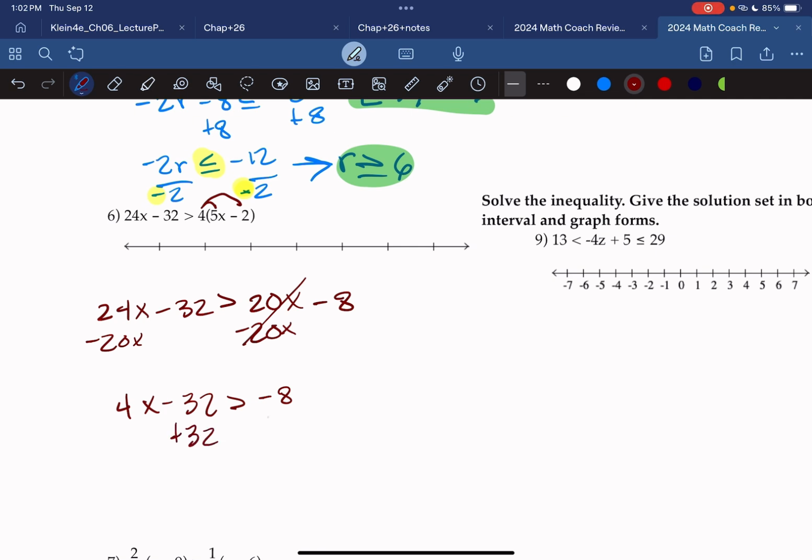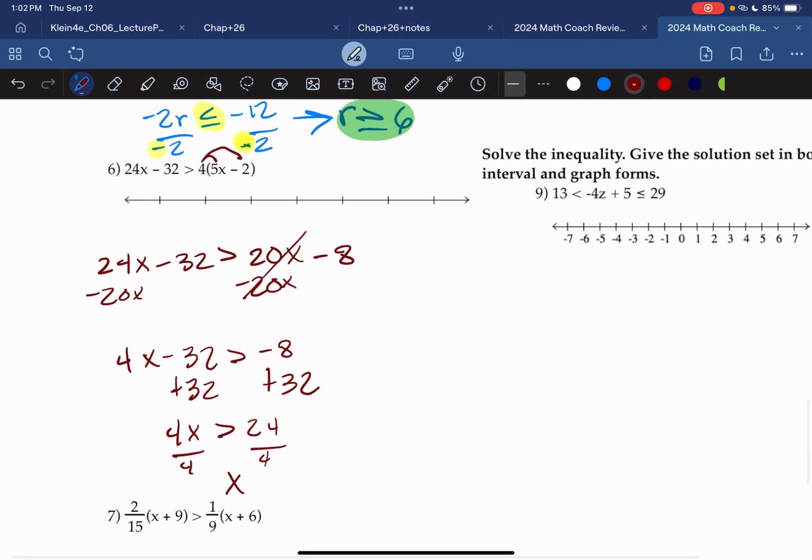Add 32, add 32. So that's going to give us 32. So 4x is greater than 24, divided by 4, divided by 4. X is greater than 6. So this is what's going to help us do our graph.